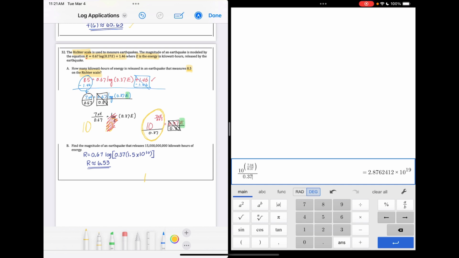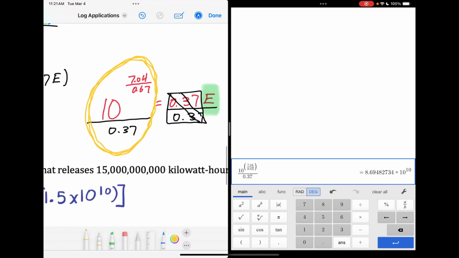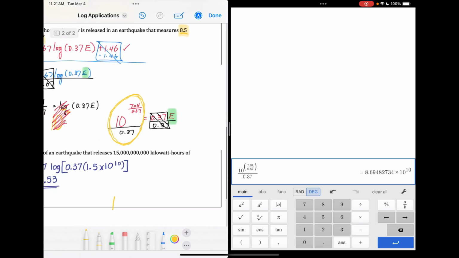Oh, look at my eagle eye. Do I need to divide by 0.37? No, I need to divide by what? 0.67. Look at my eagle eye. That will be 7.04 divided by 0.67. Eagle eye, what do you see? Now you get the perfect answer.